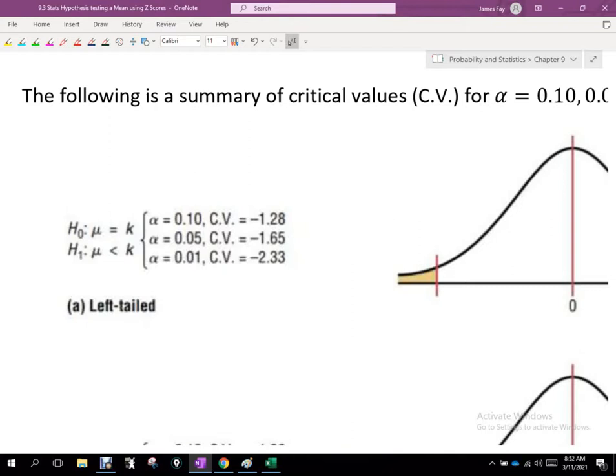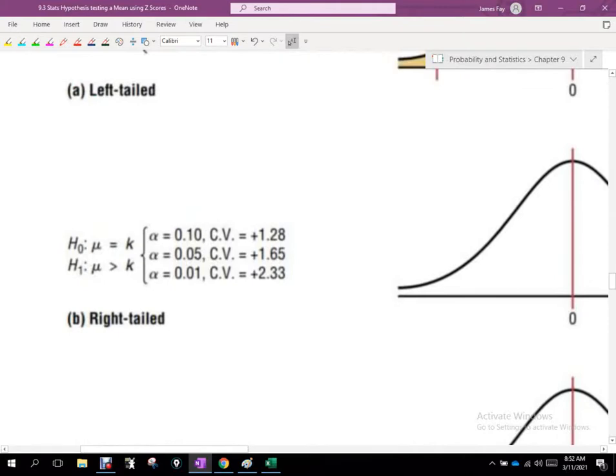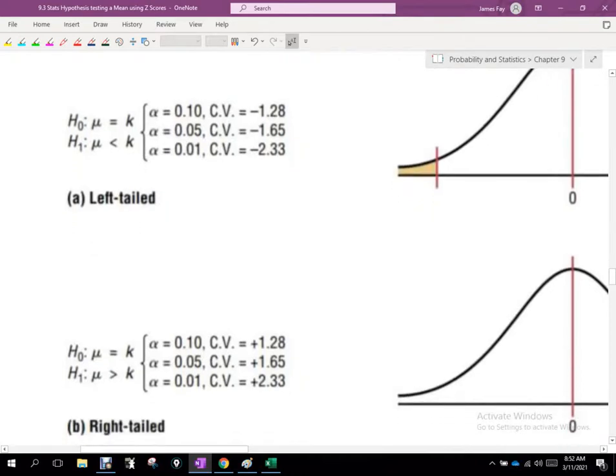If I jump down to a right-tail test, and I'll come back to this if you don't have it written down yet, are they the exact same numbers? Yeah, but they're what now? Positive. Okay. So right-tail test and left-tail test, those values are identical. For a two-tailed test, they're going to be different, because alpha needs to be split in half.